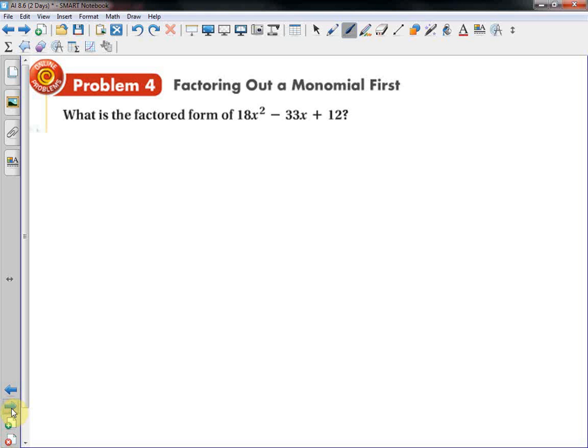Okay, now what we get here is some larger numbers. Now, I haven't made a point of factoring out a monomial first, or we'll call that a GCF first. But what we can do at any time to make a problem easier is look for a GCF. Now remember, GCF stands for greatest common factor.